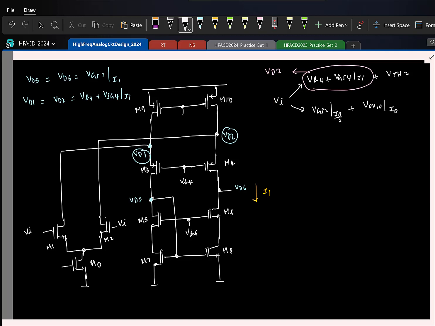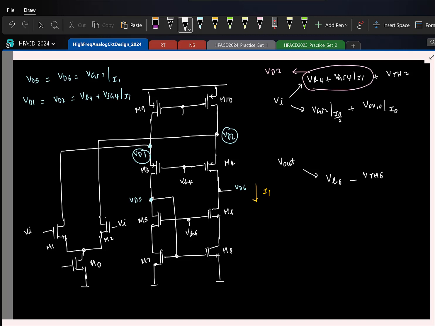Cool. So let's quickly do the output. If I keep reducing output, which transistor will have issues? This voltage is dropping, so obviously one of these two transistors will have issues. Which one? M6. What is the minimum the drain can drop? VB6.